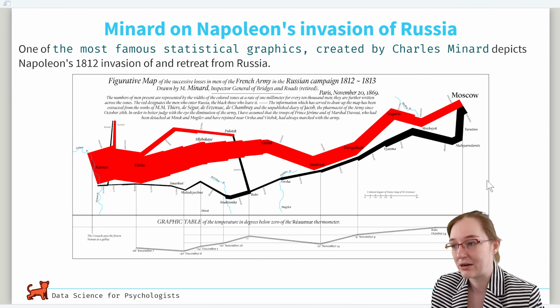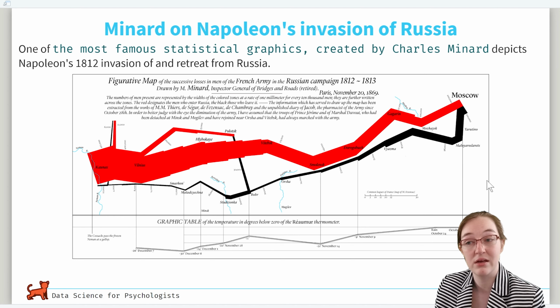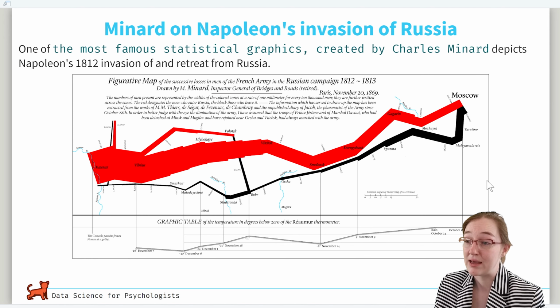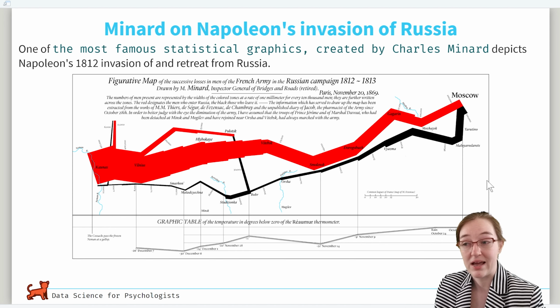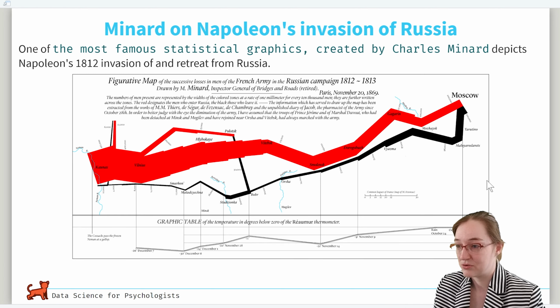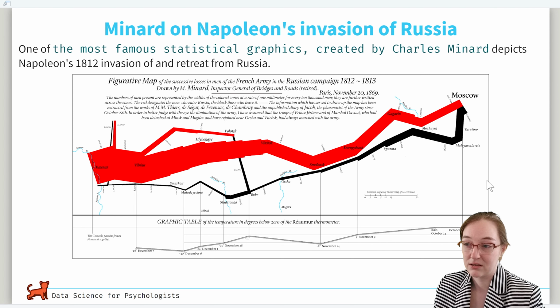Here we've got a figurative map of the successive losses of men of the French army in the Russian campaign, 1812, 1813. The numbers of men are represented by the widths of the colored zone at a rate of 1 millimeter for every 10,000 men. They are further written across the zones. The red designates the men who enter Russia, the black, those who leave it.